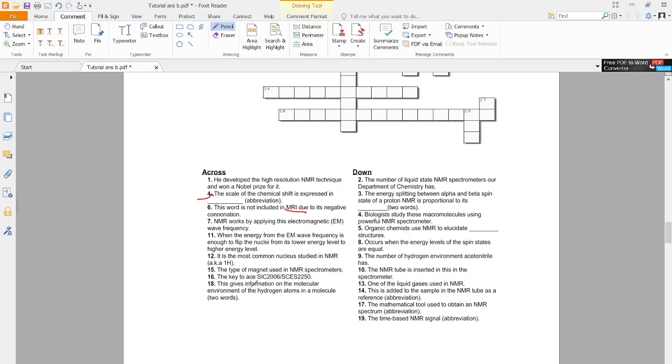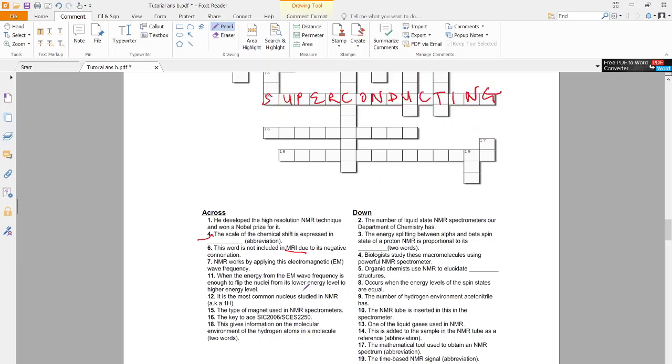Okay, this gives information on the molecular environment of the hydrogen atoms in a molecule. When you talk about information on the molecular environment, and there are two words, so there must be a space. Definitely that's the chemical shift. Chemical. We have a blank here. Shift.